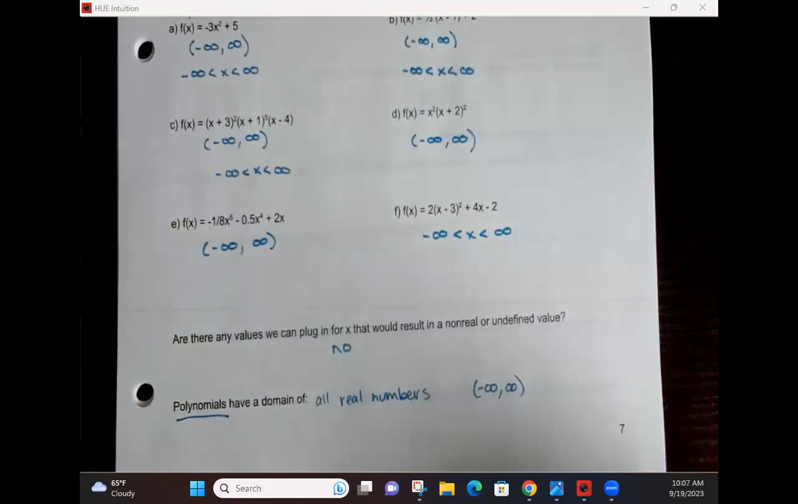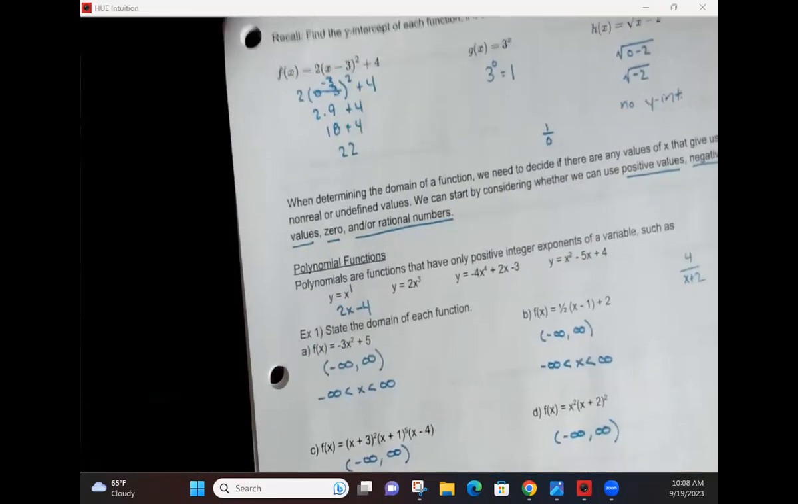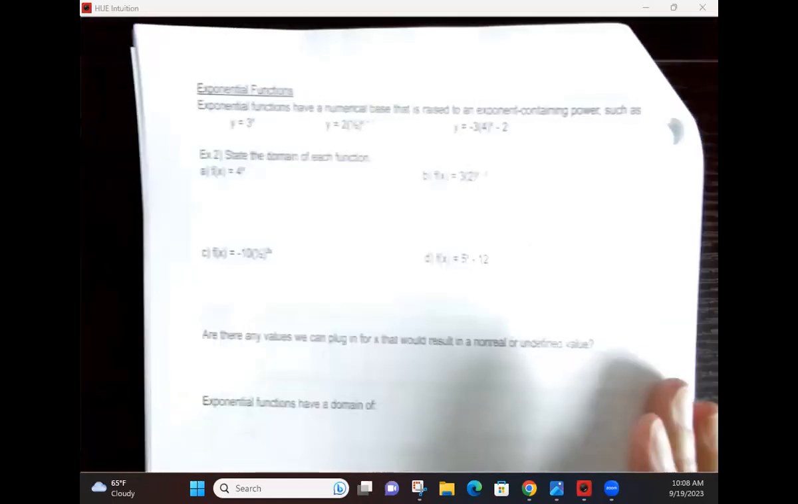We're going to talk about exponential functions next. An exponential function is sort of like the opposite of a polynomial. For a polynomial, the base is a variable, the exponent is some positive integer. For exponential functions, the base is the number, and it doesn't have to be an integer. We could look at rational number bases as well. But the base is the number and the exponent is the variable.